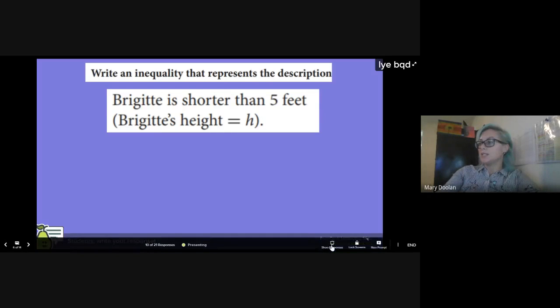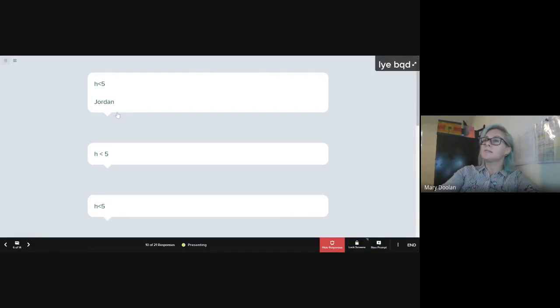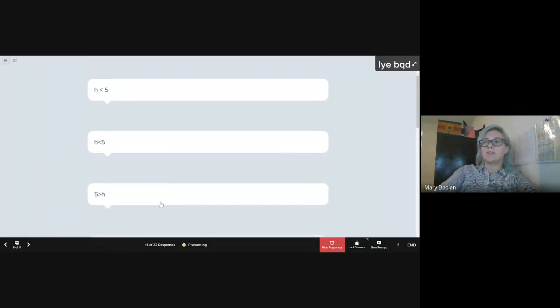So we could take a look at some of your responses. H is less than 5. So if I replace H with a number like 4, 4 is less than 5. That's true. Okay, if this is an alligator, he is eating the bigger number. He's eating the 5. H is less than 5.